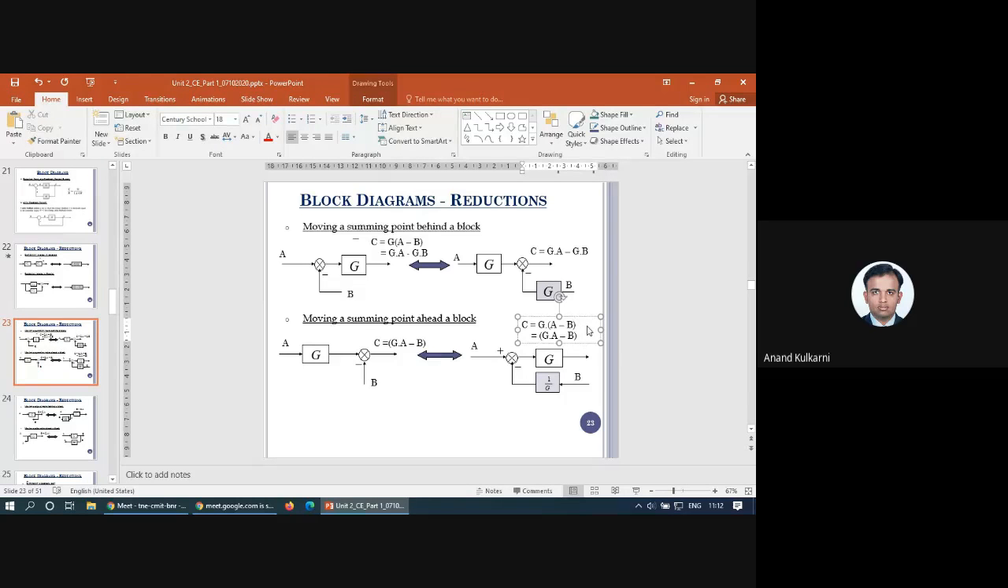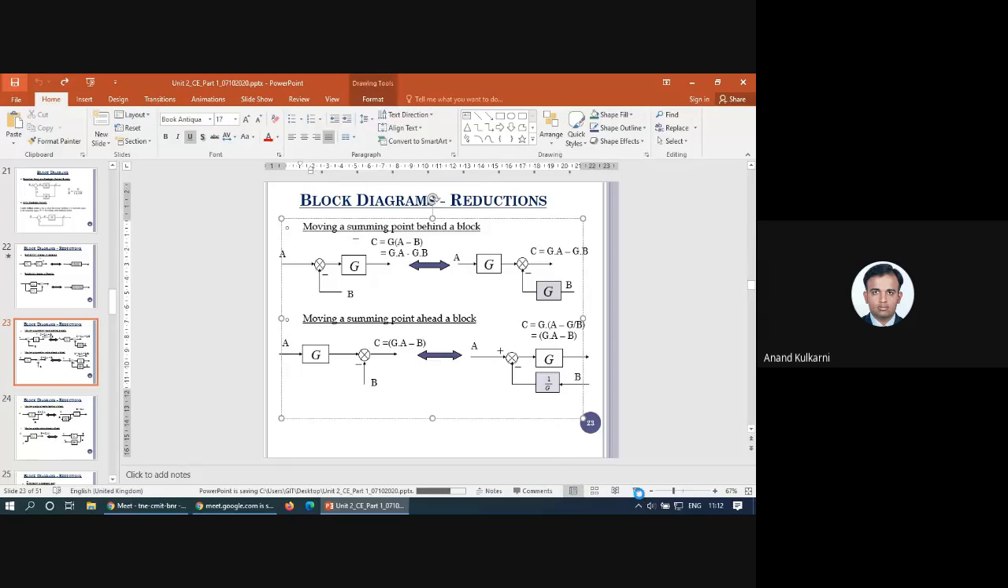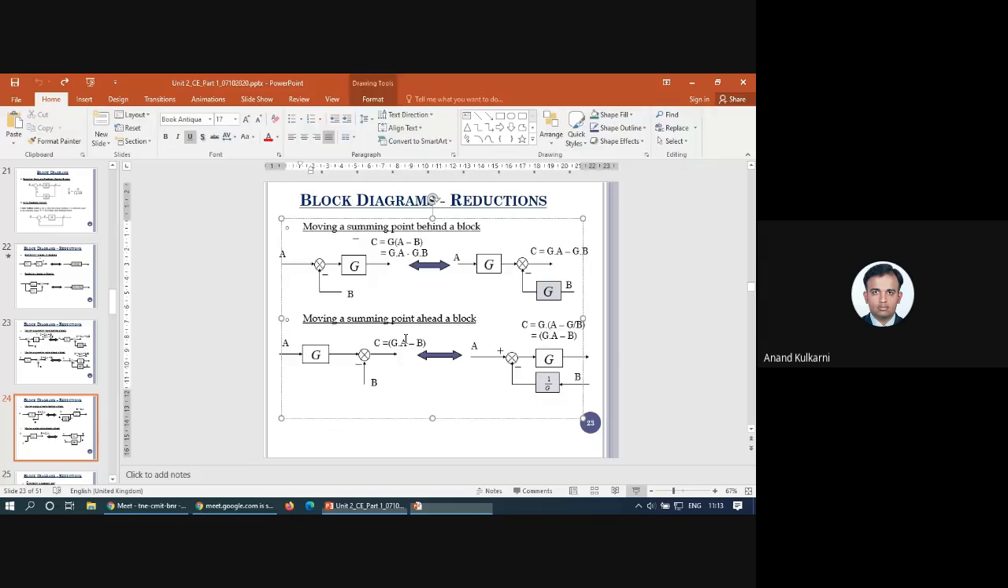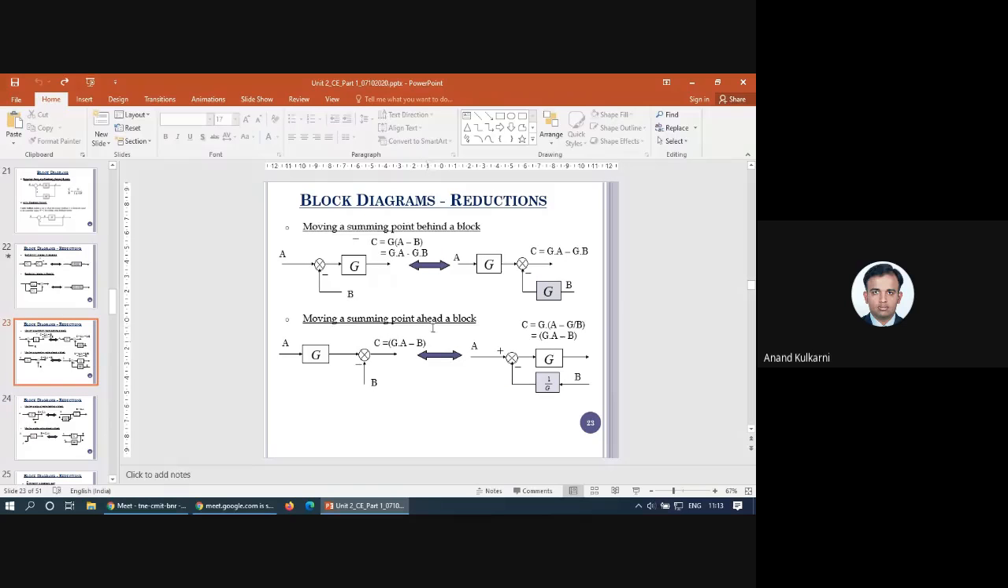No, it's correct. So it should be B by G, sir. No, it is not B by G. It is correct. No, sir, then it will become G square, no, sir. One minute. So the sign, just a second. B by G, sir. No, it will be this. This bracket does not come.